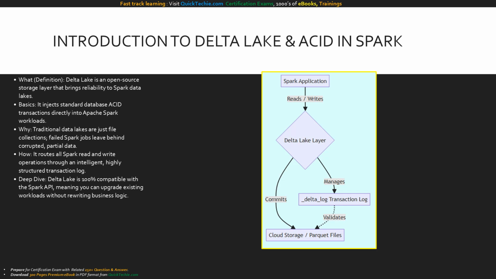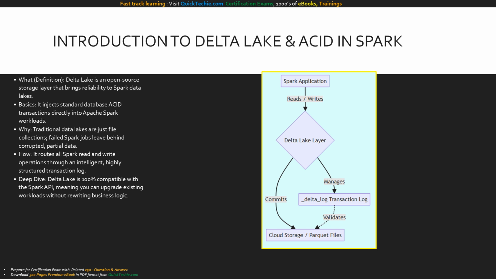Welcome. Today we are diving deep into working with Delta Lake to achieve robust ACID compliance within Apache Spark. Traditionally, data lakes are simply massive collections of raw files distributed across cloud storage. This makes them highly prone to data corruption if a Spark job fails mid-write, or if multiple jobs attempt to modify the data concurrently. Delta Lake solves this by sitting directly on top of your existing cloud storage and acting as a protective, intelligent layer.